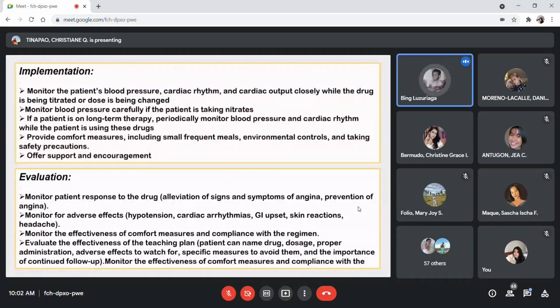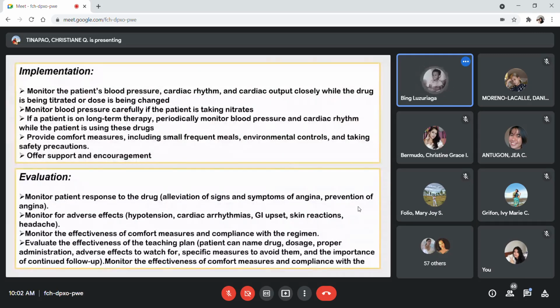Okay, if I may ask again, why is a headache so prominent when you use your vasodilators? Because it is the vasodilation that causes the headache. That is the mechanism of headache, vasodilation.